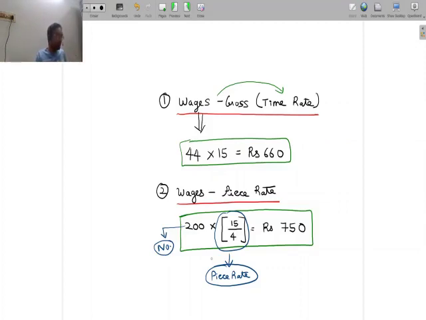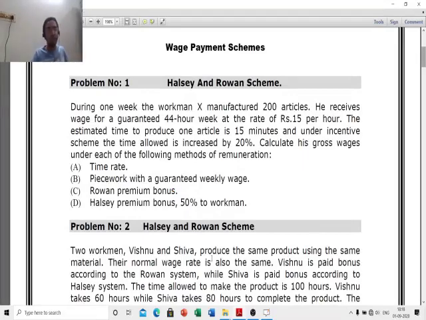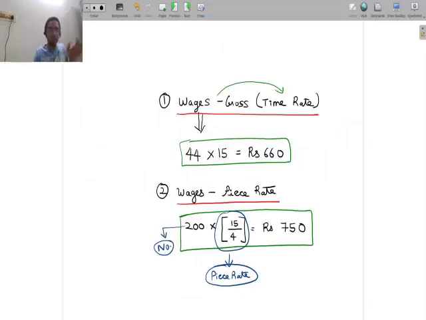The worker could be told a minimum of 660 will be given to you. But if the piece rate system gives you anything higher, we'll give you the piece rate. But if the piece rate system is going to give you something lesser than 660, at least 660 will be given. This could be what we mean when we say a piece rate system with a minimum guarantee. So it's as simple as this. Now let's look at the third thing, Rowan premium bonus and Halsey premium bonus. Let's look at what each of these things are.